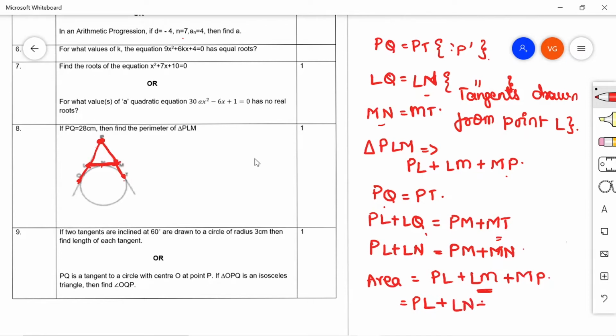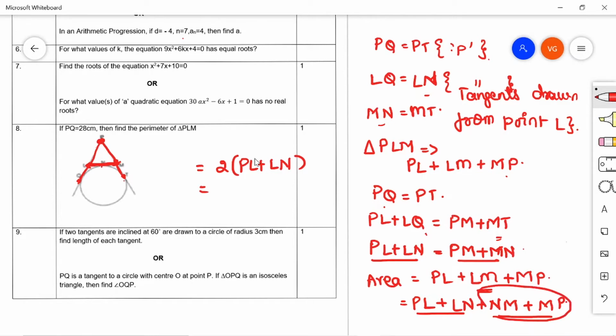I am writing LN plus NM plus MP, right? So, PL plus LN and NM plus MP. See here, PL plus NM and MN plus MP. So, that is nothing but 2 times you can write here. So, I am writing here, that is nothing but 2 times PL plus LN, or I am replacing this as PL plus LN, or this you can write as PL plus LQ also, right?